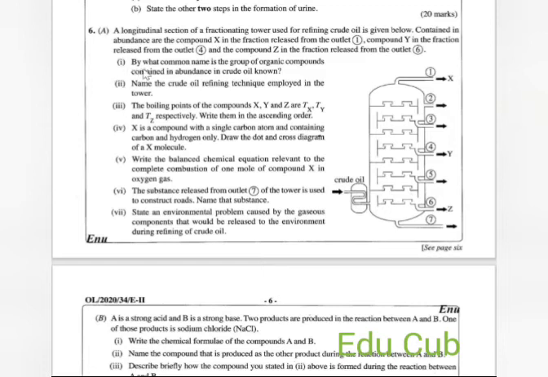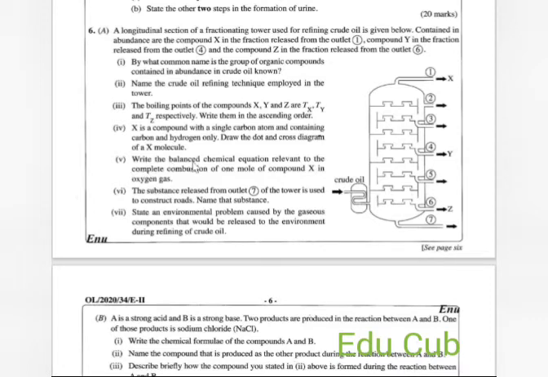First question, by what common name is the group of organic compounds contained in abundance in crude oil known? Second, name the crude oil refining technique employed in the tower. Third, the boiling points of compounds X, Y and Z are Tx, Ty and Tz respectively. Write them in ascending order. Fourth, X is a compound with a single carbon atom and containing carbon and hydrogen only. Draw the dot and cross diagram of the X molecule.